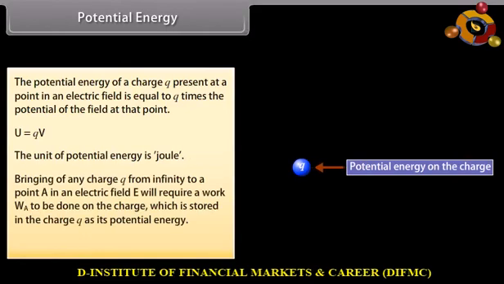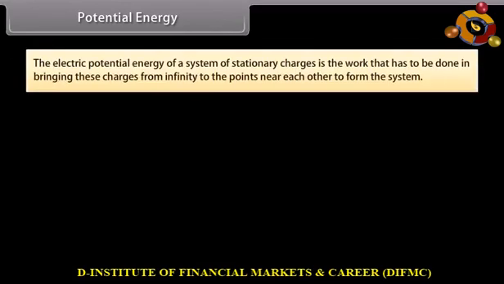Bringing of any charge q from infinity to a point A in an electric field E will require a work W A to be done on the charge, which is stored in the charge q as its potential energy. U A is equal to q V A. The electric potential energy of a system of stationary charges is the work that has to be done in bringing these charges from infinity to the points near each other to form the system.